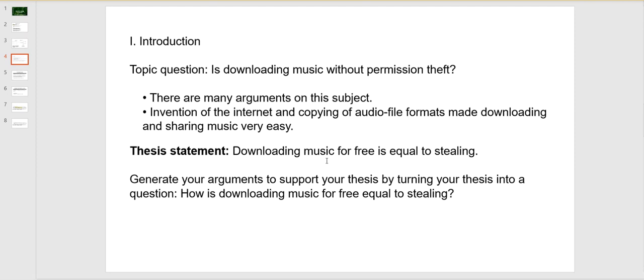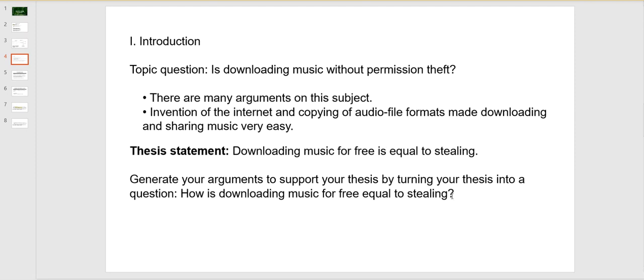What I mean by that is, let's say my thesis statement for this essay would be, downloading music for free is equal to stealing. I could turn this into a question by saying, how is downloading music for free equal to stealing? If I keep this question in mind, then my answers to that question can help me draft my major reasons.